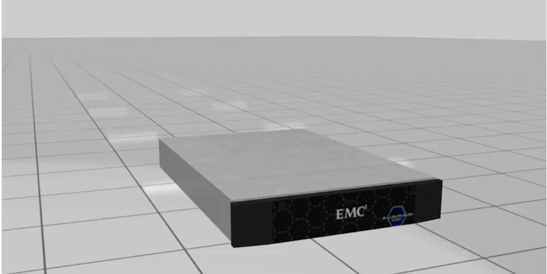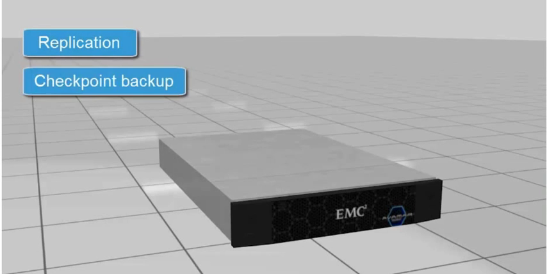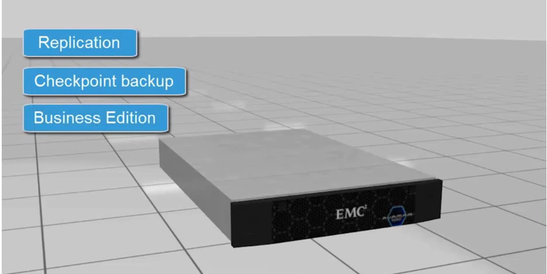It must either have its data replicated to another Avamar server, back up its checkpoint data to an integrated data domain, or use RAID 6 protection, as in the Avamar Business Edition single node server.